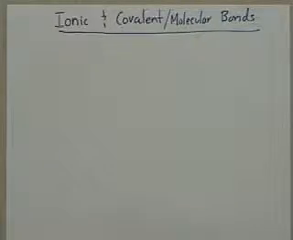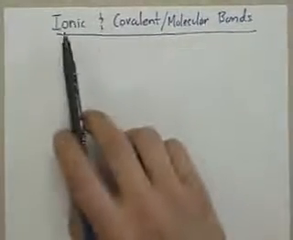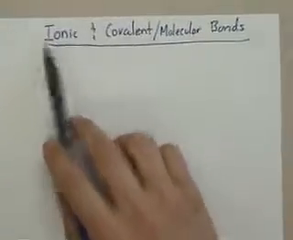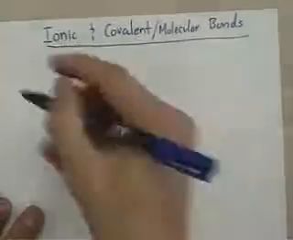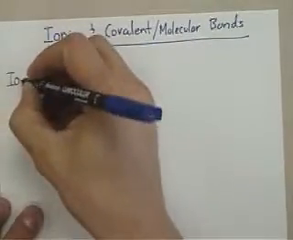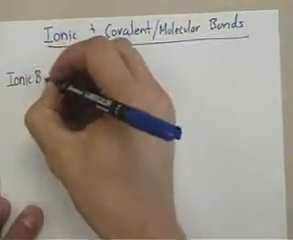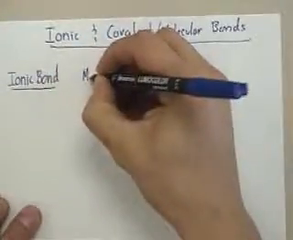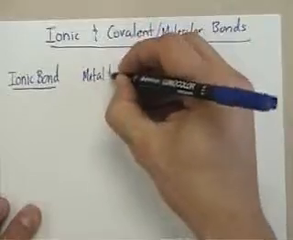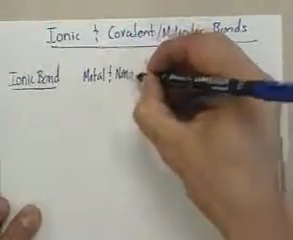Ionic and covalent or molecular bonds. Ionic is going to have a meaning to itself, and then covalent and molecular, they mean the same thing. An ionic bond means that you are bonding a metal and a non-metal.